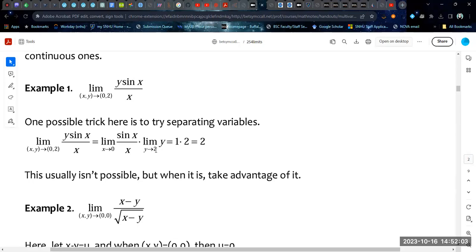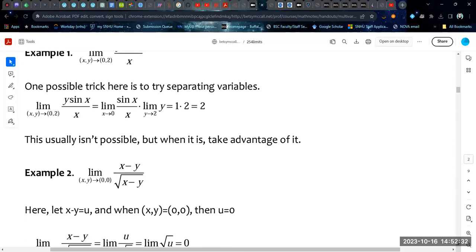Because we've separated them out, we actually know that the path doesn't particularly matter. Anytime the limit of x goes to 0 of sine x over x, we get 1. That was one of those special limits, or you can use L'Hopital's to prove this. And then the limit of y as y goes to 2 is just 2, because it's a continuous function. And so you end up with 2. Again, take advantage of it when you can.